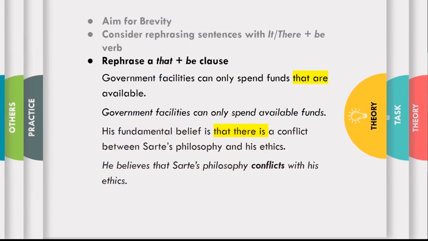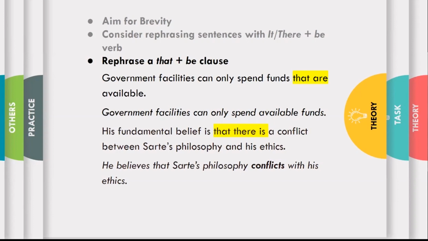For instance, would someone like to read it out loud? The example: government. Anyone volunteer, please? Government facilities can only spend available funds. His fundamental belief is that... This one. Okay. Government facilities can only spend funds that are available. So that plus be clause, which we do not need here. If we can get rid of this, government facilities can only spend available funds, rather than saying that are available.